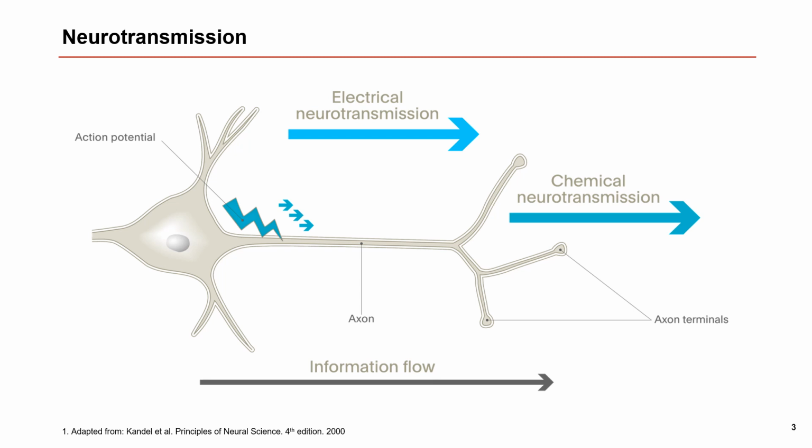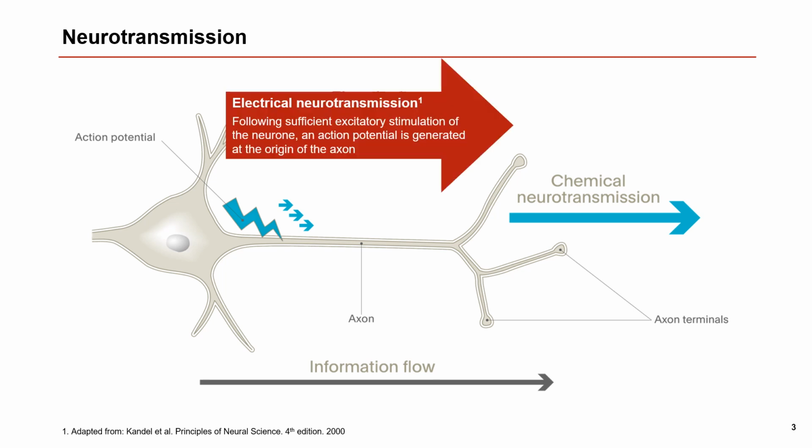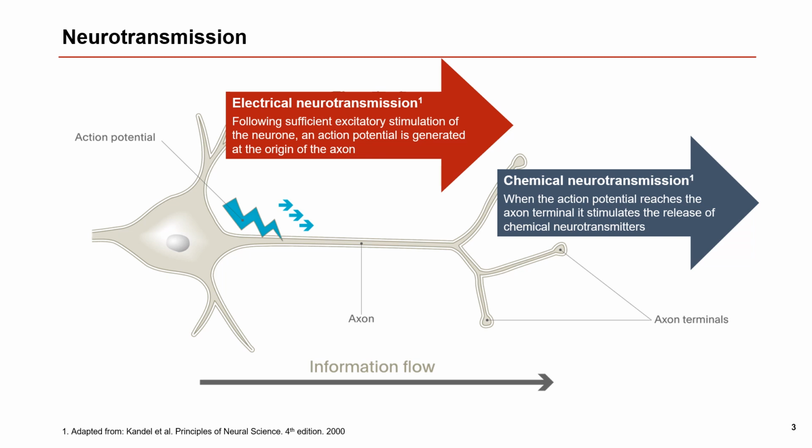An action potential is generated at the origin of the axon following sufficient excitatory stimulation of the neuron. The action potential is created by movement of electrically charged particles, which are ions, in and out of the neuron through pores, which are the ion channels, in the cell membrane in a particular pattern traveling along the length of the axon. When the action potential reaches the axon terminal, it stimulates the release of chemical neurotransmitter. After the action potential has induced the release of chemical neurotransmitters, the neurotransmitters pass information to the next neuron.